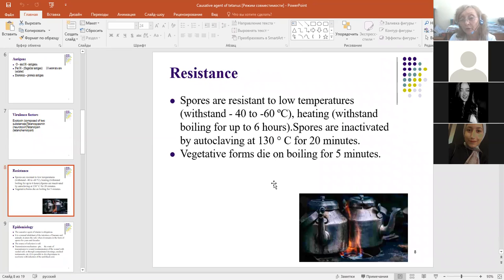Resistance. Spores are resistant to low temperatures and heating, and spores are inactivated just by autoclaving at a temperature of more than 130 degrees for 20 minutes. Vegetative cells, of course, die on boiling for 5 minutes, but it is very difficult to destroy spores. Spores of all Clostridia are spore-forming bacteria, and it is very difficult to destroy spores.